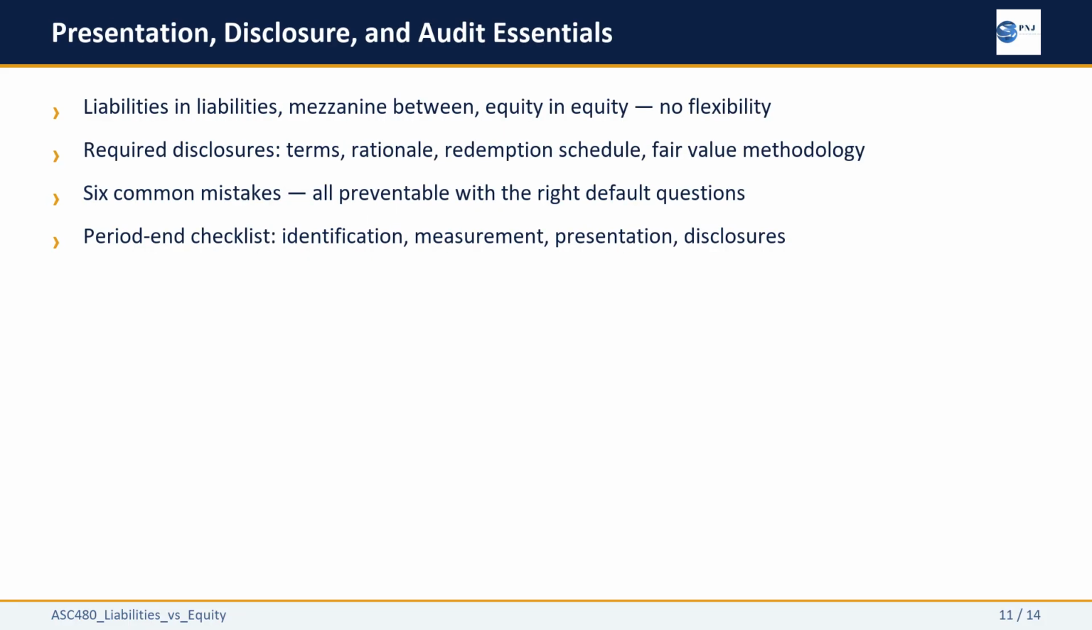On the financial statements, each classification zone has exactly one home on the balance sheet. There is no flexibility. Required disclosures include the nature and terms of each instrument, the classification rationale, the redemption schedule, and the fair value measurement methodology. The 6 most common mistakes in practice are all preventable. The default question for shares is always dollar-defined or share-defined. The period-end checklist covers 4 categories: identification, measurement, presentation, and disclosures. All 4 must be complete before sign-off.